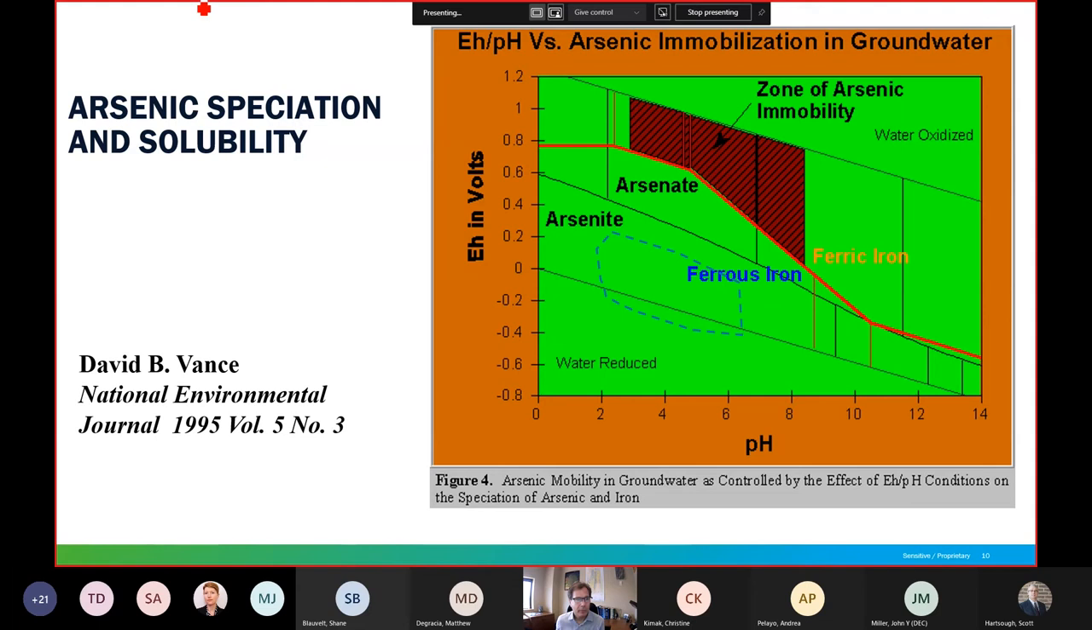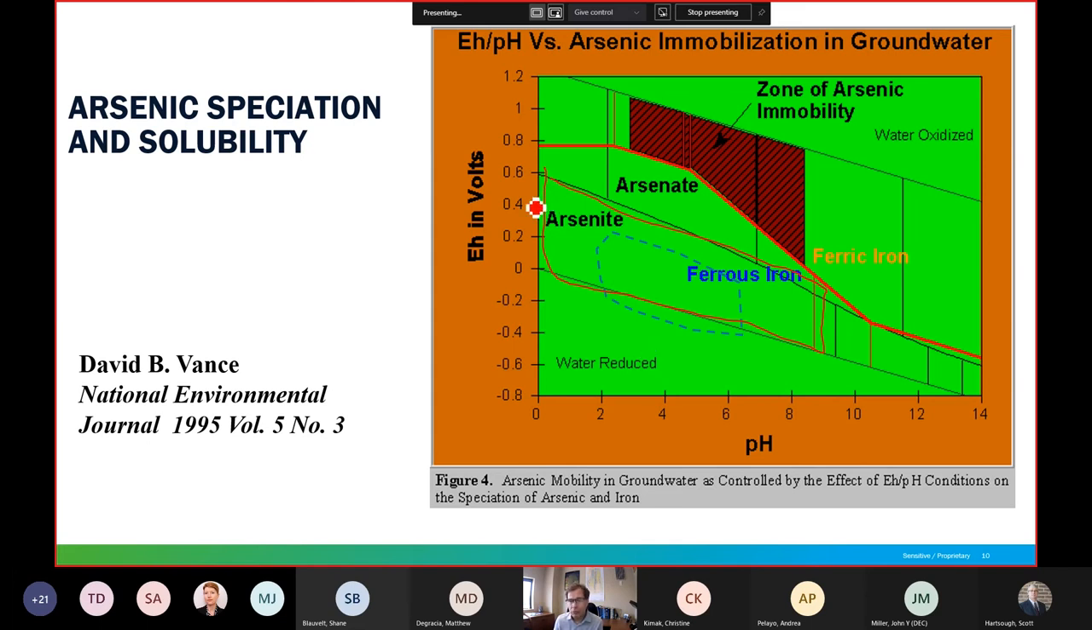This is a phase diagram, and the way you read a phase diagram is you can see the little polygons here. Those represent different phases of a compound. So in this case, we have arsenite, which is down here in this phase. I bring that up just as an example. What this means is when you have a certain Eh and a certain pH, you end up with a certain compound. Eh-pH diagrams are very common in aqueous geochemistry. I think a lot of folks on the call here are aware of that.